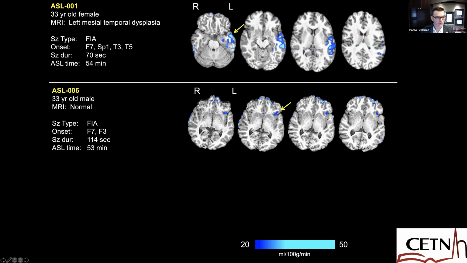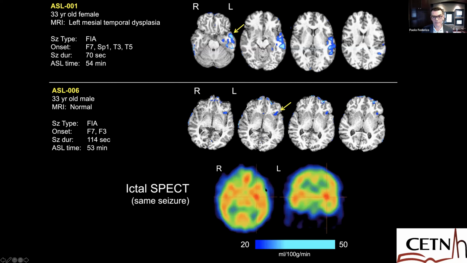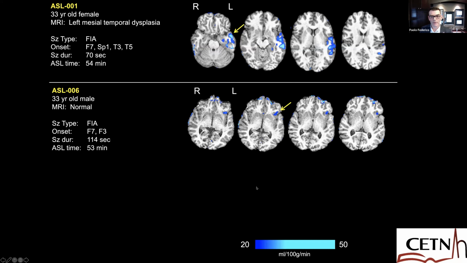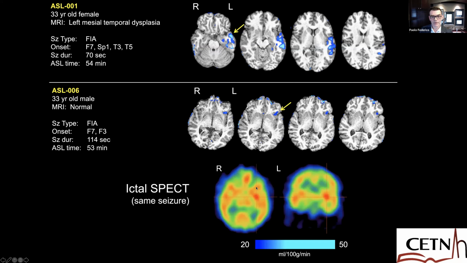Here's another patient with a normal MRI scan that had a left frontal focal impaired awareness seizure lasting 2 minutes, and blood flow measurement 53 minutes after the fact showed a focal area of hypoperfusion in the left frontal opercular region. And this corresponded fairly reasonably with an ictal SPECT obtained for the exact same seizure. So this patient actually had an ictal SPECT, went to the MRI scanner, and then went to the nuclear medicine department to measure the exact same seizure.